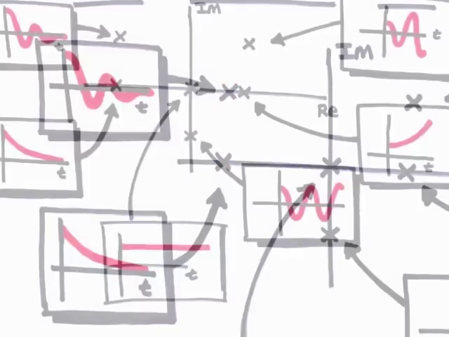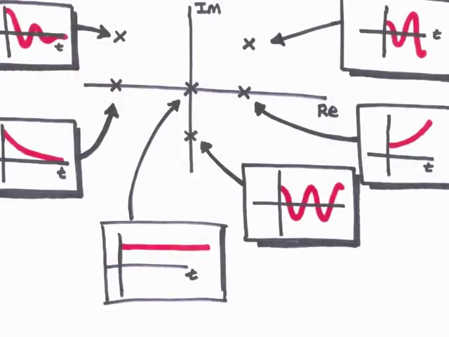The next case we'll consider is the one where the characteristic values are on the imaginary axis. Again, there are two possibilities. The first is that the characteristic value is at the origin. In this case, the mode is a constant, as shown in the lower left. The second possibility is that the characteristic value is imaginary. In this case, the modal response is a sine or a cosine signal.